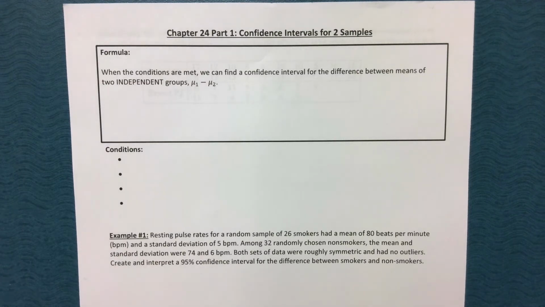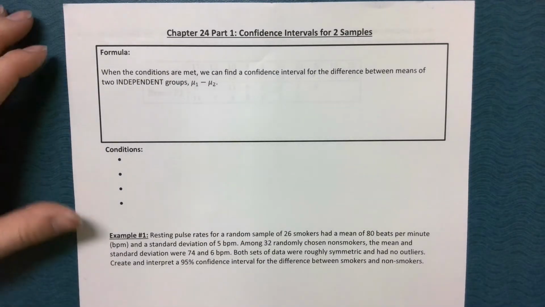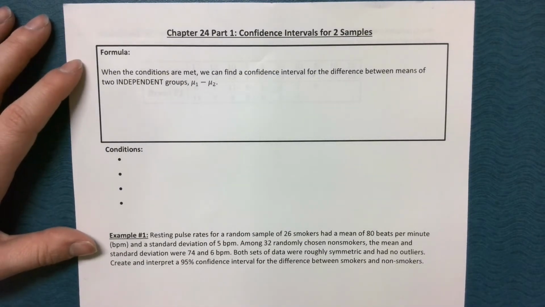Chapter 24, Part 1, we are going to talk about creating confidence intervals for two samples. So when the conditions are met, which we'll talk about in just a minute, we can find a confidence interval for the difference between the means of two independent groups. Just like we saw with proportions, we're going to look at two separate groups and find a confidence interval for the difference between their means or their averages.